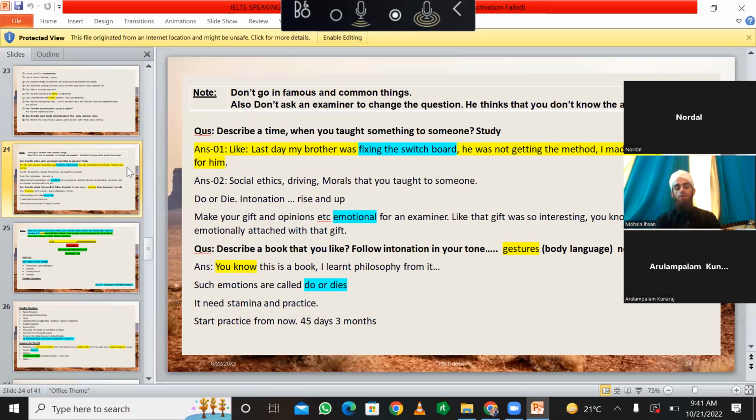Describe a book that you like. Yes, please. Okay. Describe a book, please repeat. Describe a book that you like.